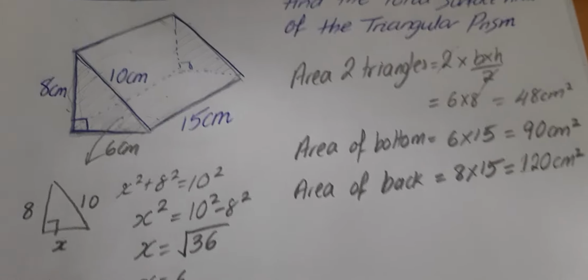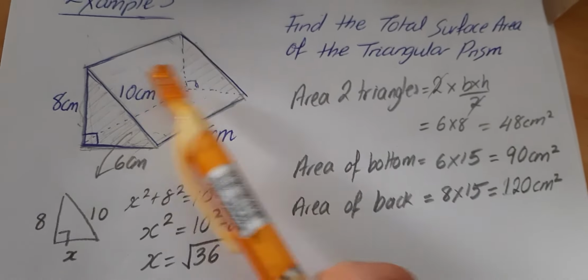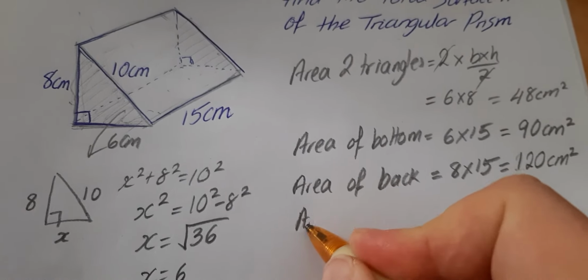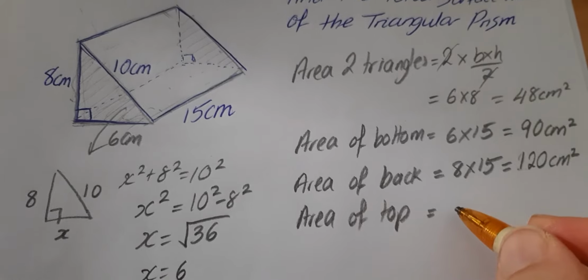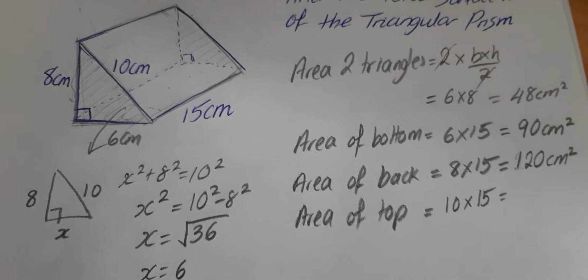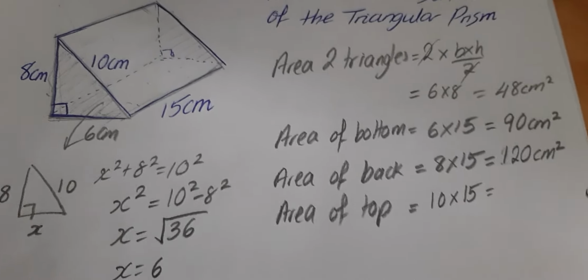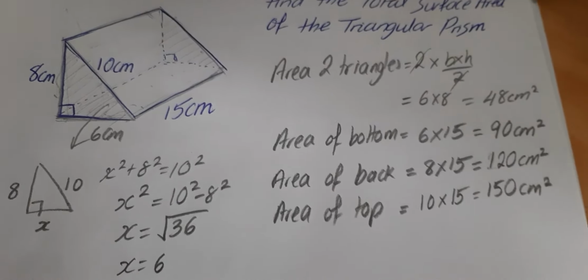There we go. And then we have this slanty top side. We can see that slanty top side is another rectangle. So the area of the top equals 10 times 15. Goes back 15. So 10 times 15 is 150 centimeters squared.